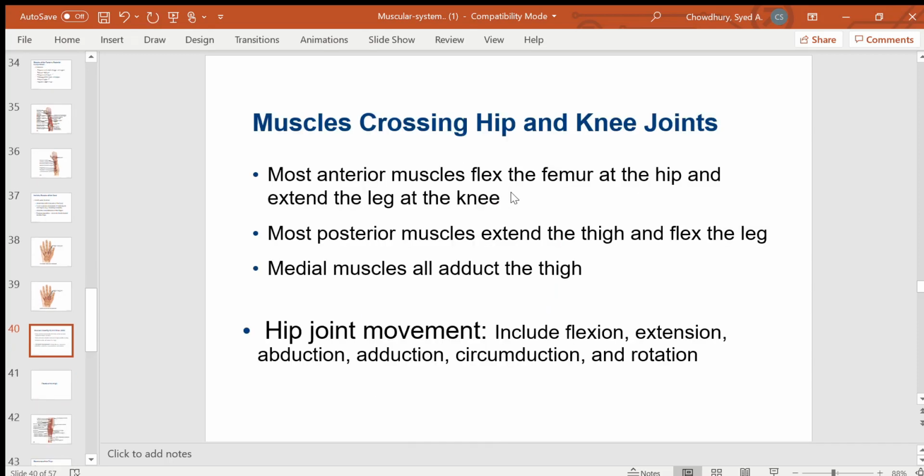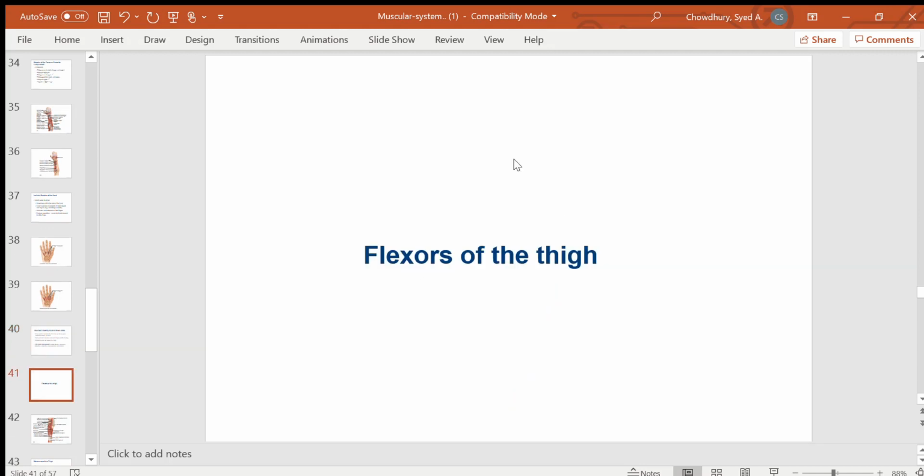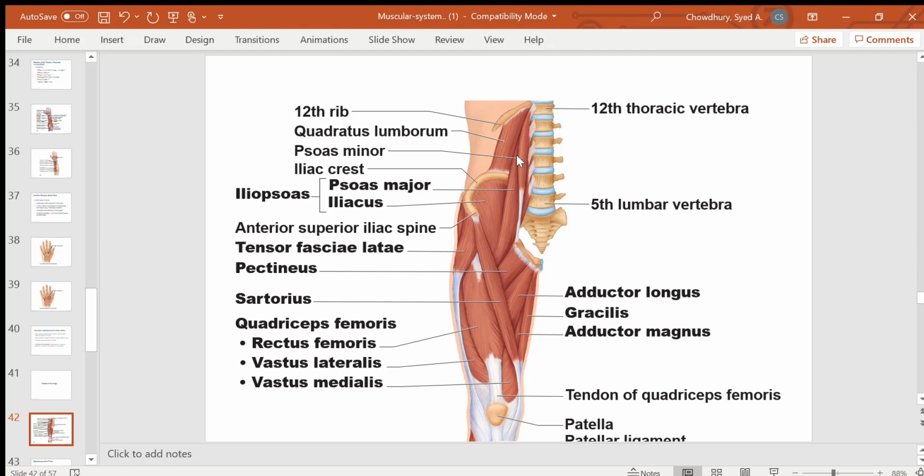Now we'll talk about the muscles of the lower limb. Lower limb muscles are the muscles that work on the hip joint, the muscles that work on the knee joint, and the muscles that work on the ankle and the foot. So first we'll see the muscles of the front of the lower limb. This is your thigh, you can see that, and those muscles come from above. They work on the hip joint.